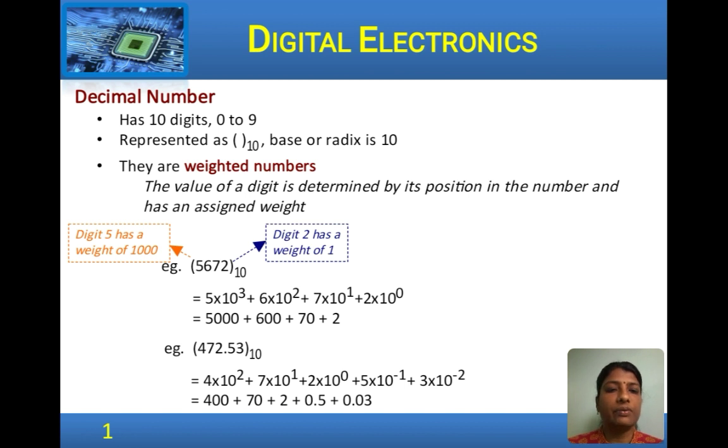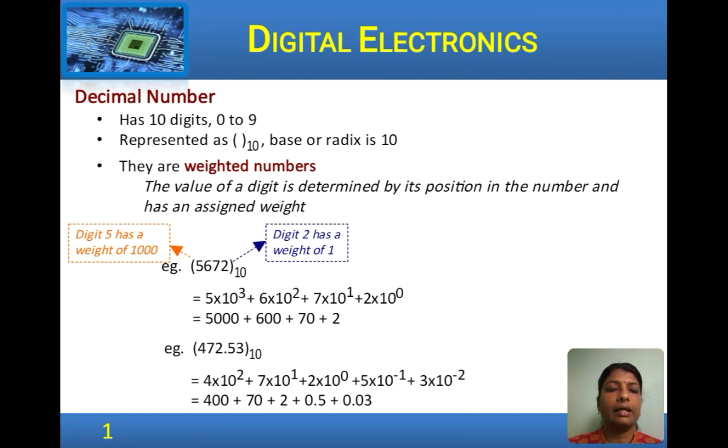In the example of 5672, digit 5 has a weight of 1000, and the digit 2, which is in the units place, has a weight of 1. 7, which is in the tens place, has a weight of 10. So, moving from right to left, the digits are multiplied by 10 power 0, 10 power 1, 10 power 2, 10 power 3 and so on.